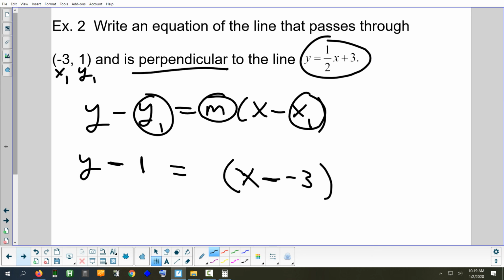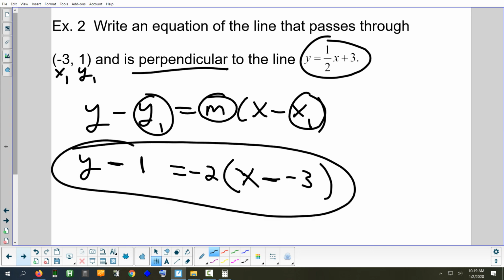So anyone think they can tell me in one step what the opposite reciprocal is of 1/2? Sophia? -2/1. Yeah, -2/1 or just -2. That's fine. And actually, I should do one thing right here. When you have minus a minus, what happens to that? It becomes a plus. So I'm just going to kind of go like that.